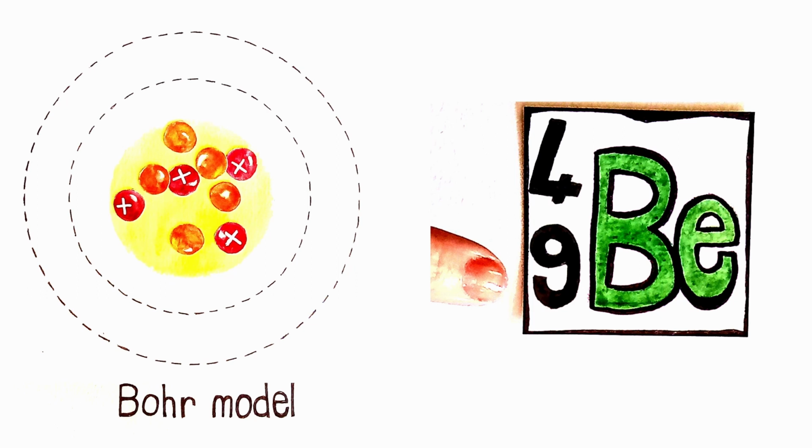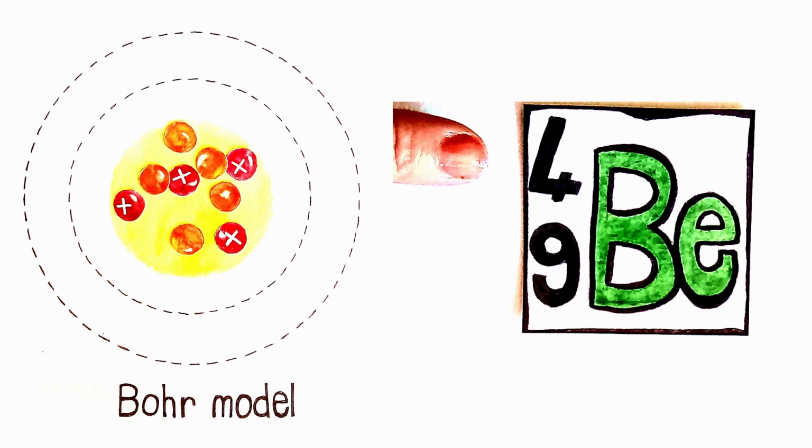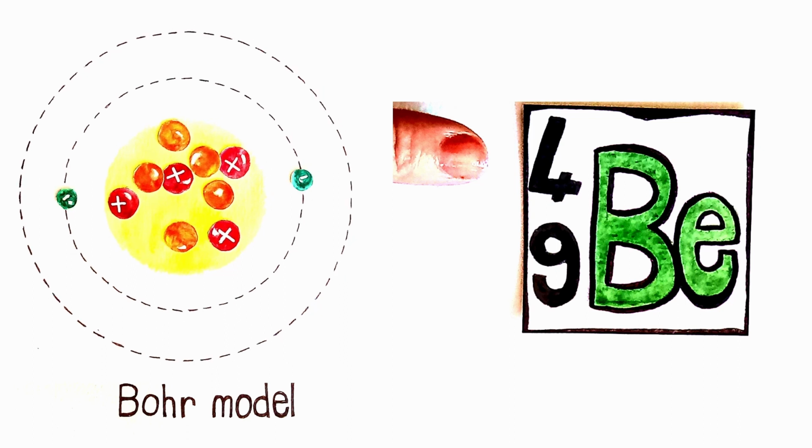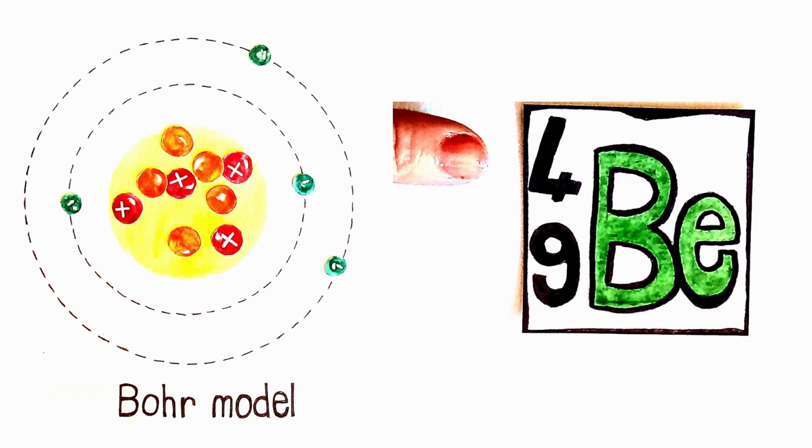Now let's look at the atomic number again. In a neutral beryllium atom, there will be 4 electrons. We must remember that the first energy level can only accept a maximum of 2 electrons. So 1, 2. Now we go to the next level. 3, 4. Beryllium's done.